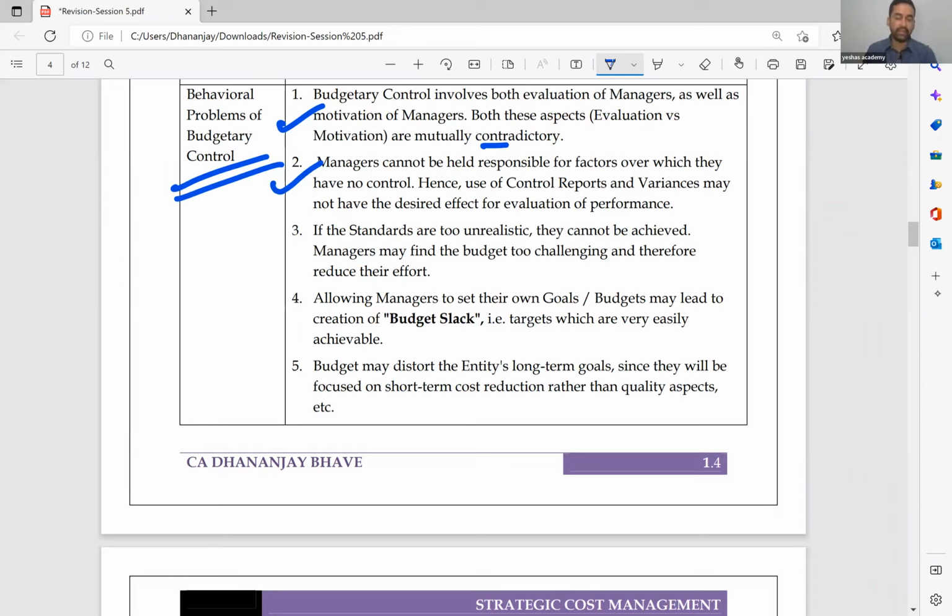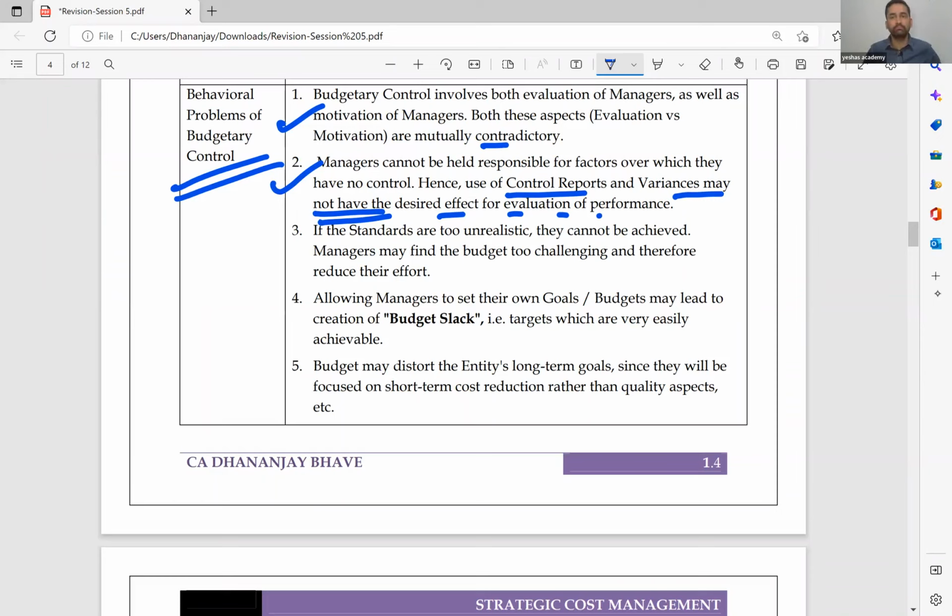Second, managers cannot be held responsible for factors over which they have no control. Hence, use of control reports and variance may not have the desired effect for evaluation of the performance. You cannot blame the purchase manager because he is buying at a higher price. He will say, I am buying at a higher price because there is a problem in the market. He says, because of the Russia-Ukraine war, my supplies have been disturbed.